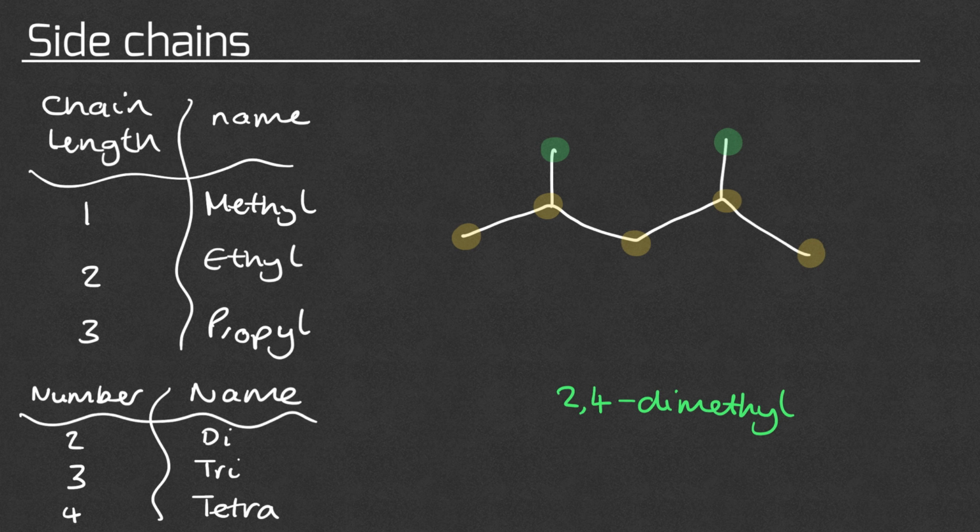If, for example, we had 2 methyl groups on the same carbon, so for example, if we had another methyl group here, in which case we would call it 2,2,4-trimethyl, and we would write the 2 twice, because both methyl groups would be on the same carbon. As it stands though, to finish off the name for the molecule we've drawn, it would just be 2,4-dimethyl pentane.